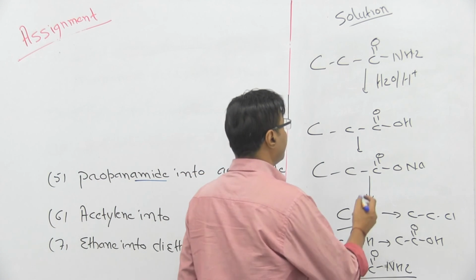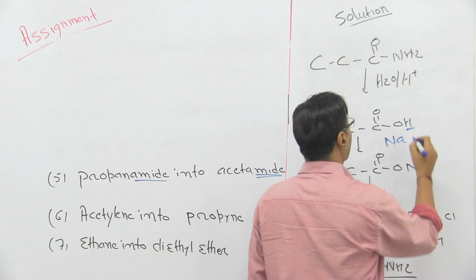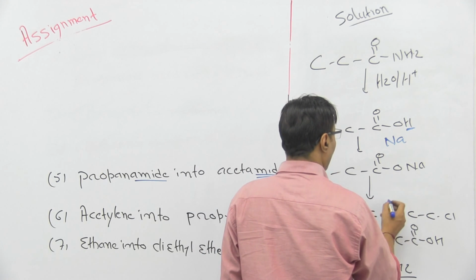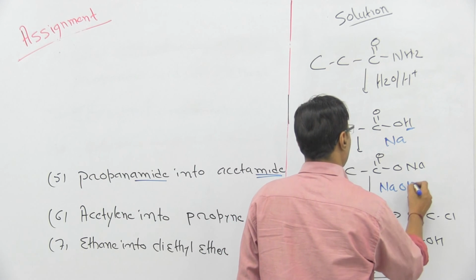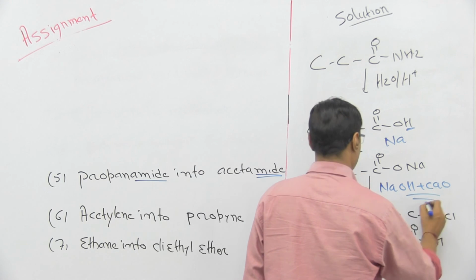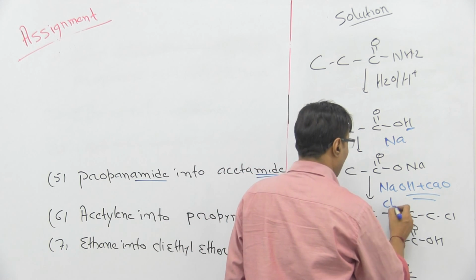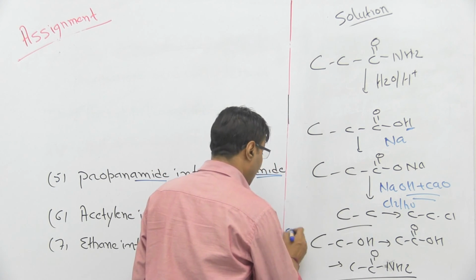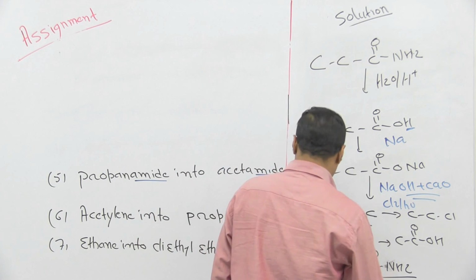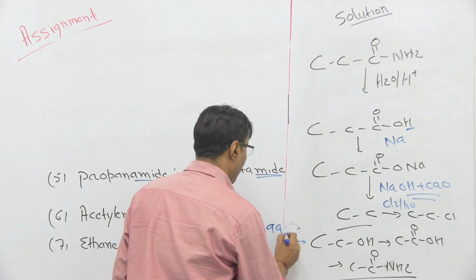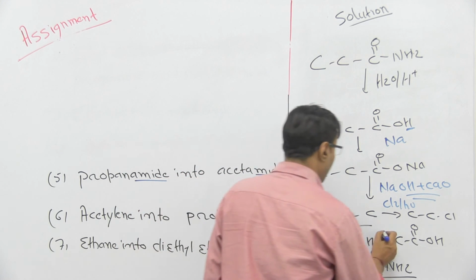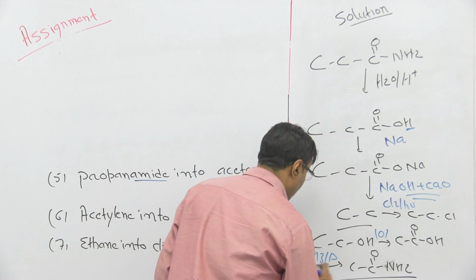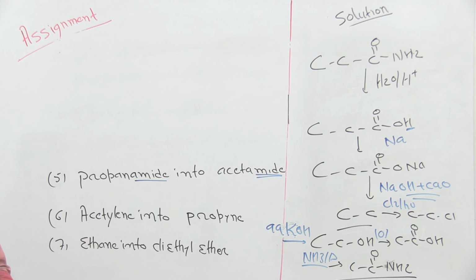So what is the reagent here? It's sodium. This hydrogen is going to be replaced. Then it's soda lime, sodium hydroxide plus calcium oxide. This is Cl2 in presence of HNO. This one is oxidation. This one is aqueous KOH. This one is oxidation. And this one again NH3 in presence of heating.